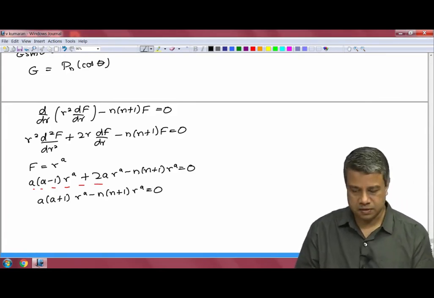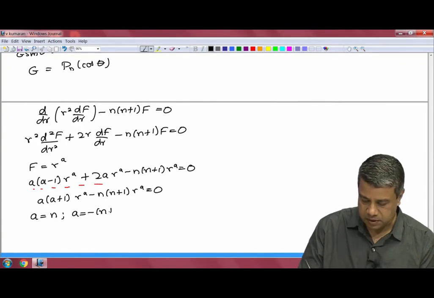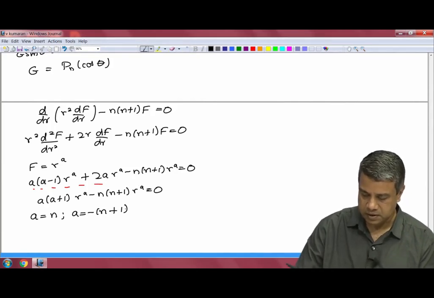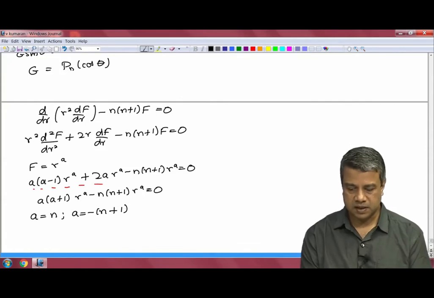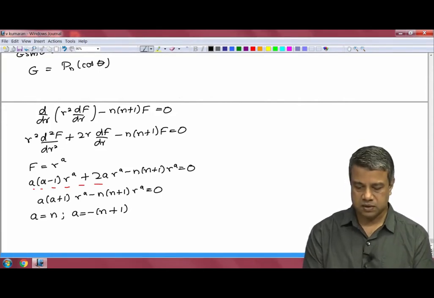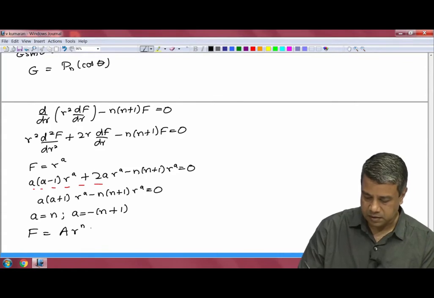And there are two solutions of this, one of which is obvious, a is equal to n. The other is that a is equal to minus of n plus 1. This is not as obvious, but quite easy to work out. You just substitute a is equal to minus n plus 1, a plus 1 will be equal to minus n, and you will get n into n plus 1 on the first term. So, these are the two solutions, which means that f is equal to some coefficient times r power n, plus some other coefficient by r power n plus 1.